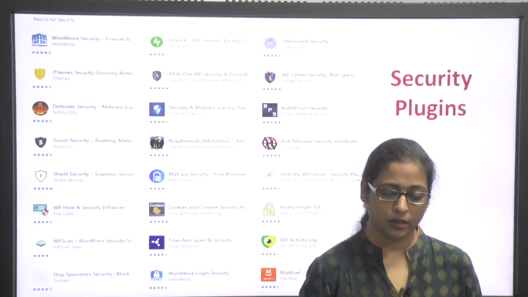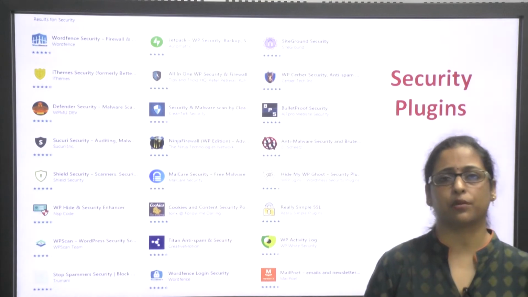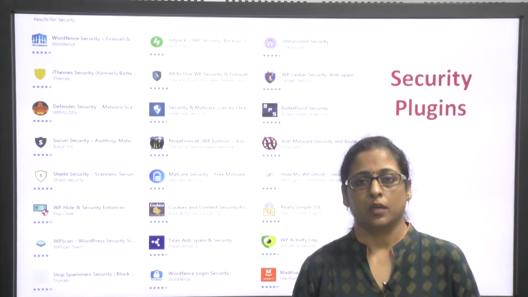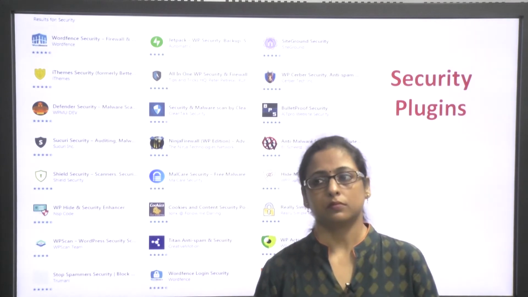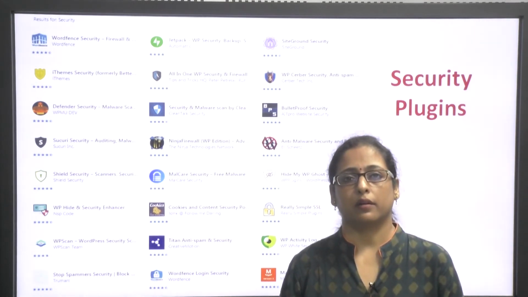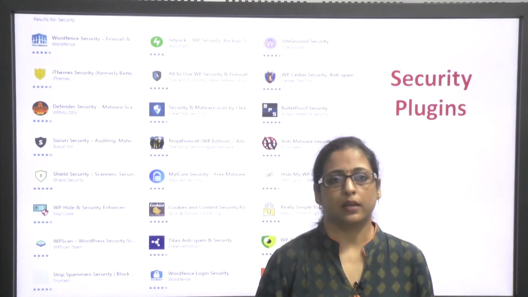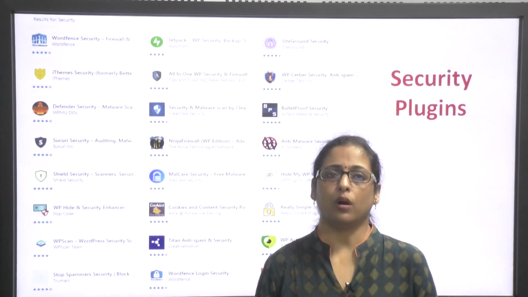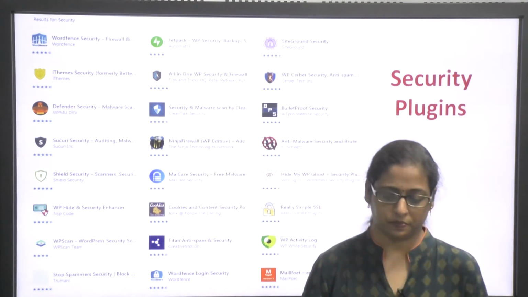Now, moving ahead, we have security plugins. Security plugins, as the word itself says, are those which enhance the level of security of the website. Now, what do I mean by security? Security is against those who can intrude into my website and damage it, which could be various viruses or hackers who are wrongly intending to damage any particular website.